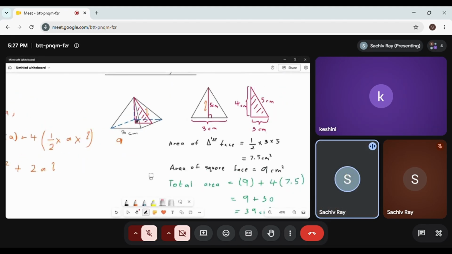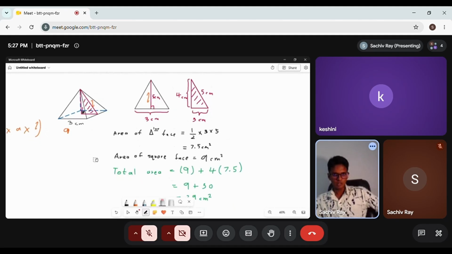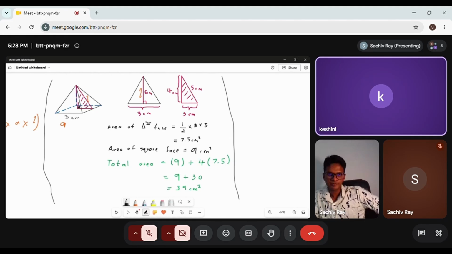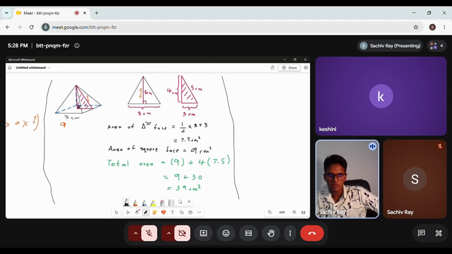So shall I write the note now? Let's start from this diagram. This is the first example. Just write this part. Write this nicely. I have drawn a triangle and put area. Don't write that. Area of a triangular face is equal to this. Area of a square face is equal to this. And the total area. After you're done with this, let me know.